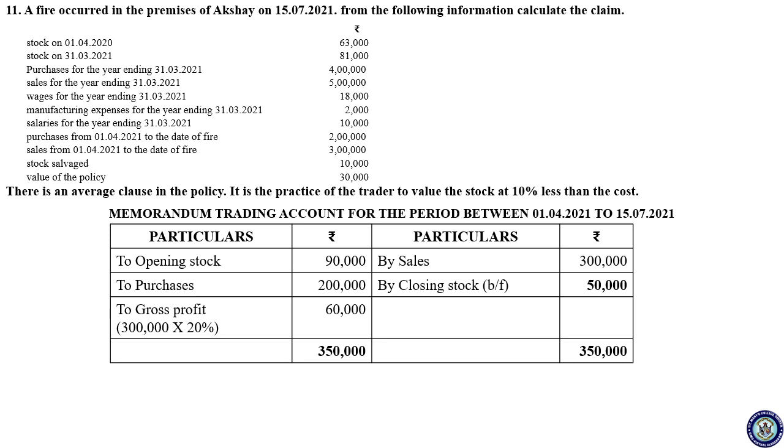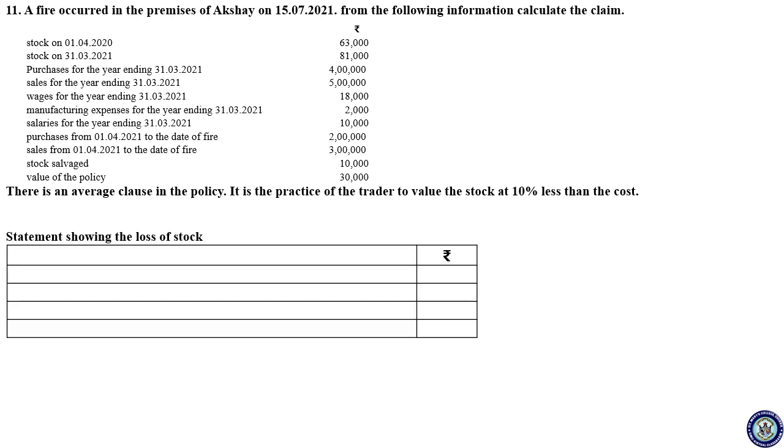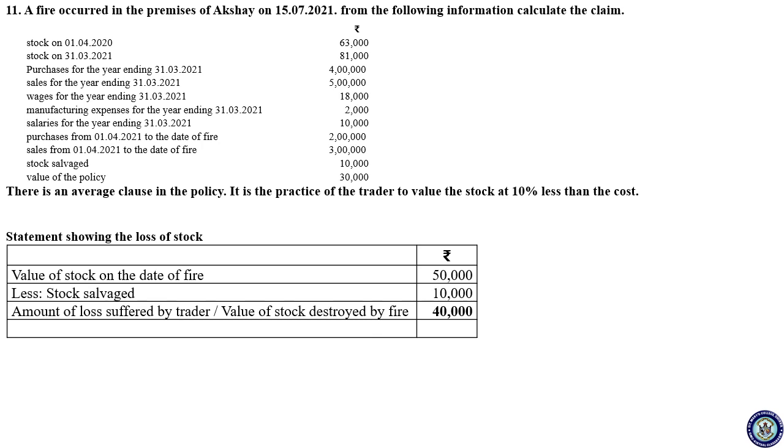Next, you have to prepare the statement showing the loss of stock. So value of stock on the date of fire, 50,000. That figure you get in the memorandum trading account, just now calculated. Stock salvaged, it is given there, see here. Stock salvaged 10,000. So the difference, the net figure, is the value of stock destroyed by fire.